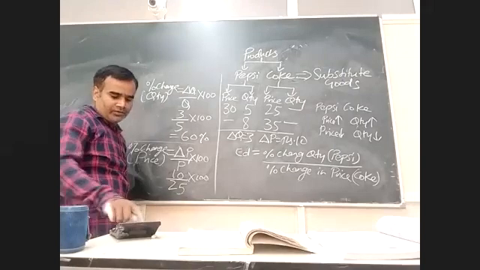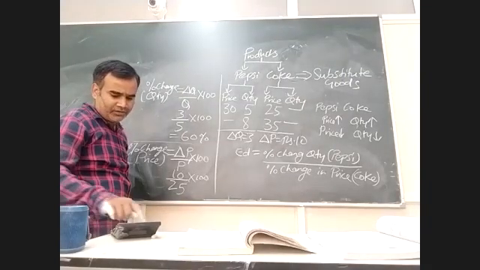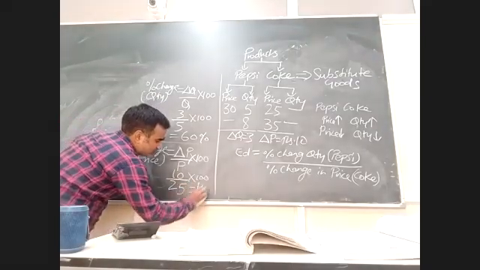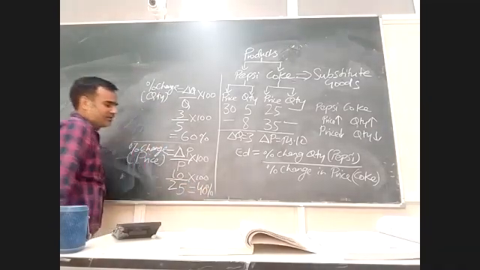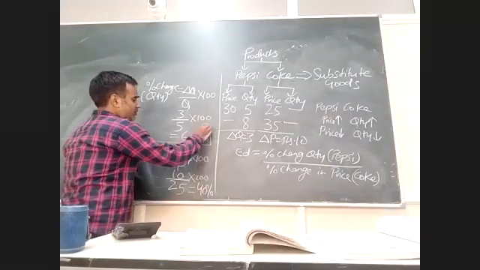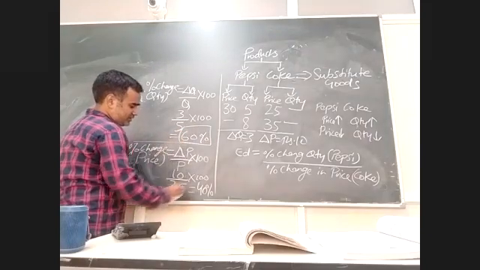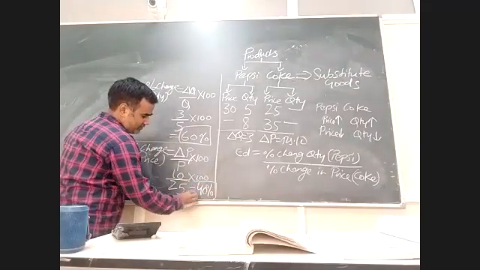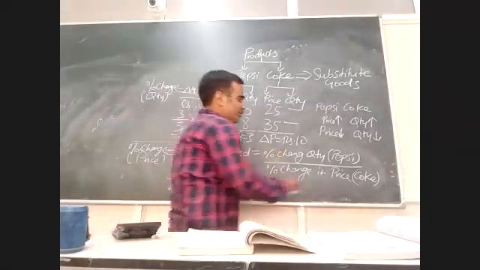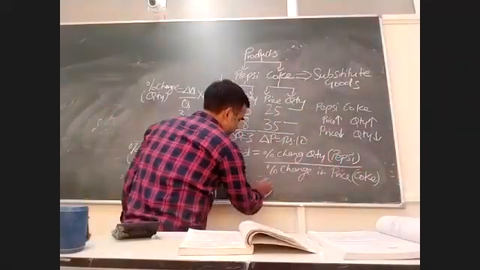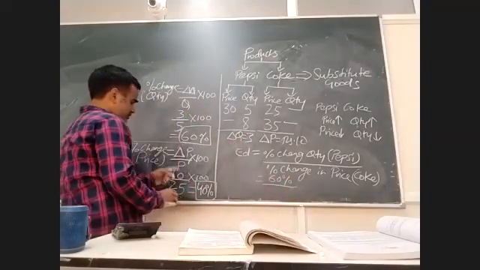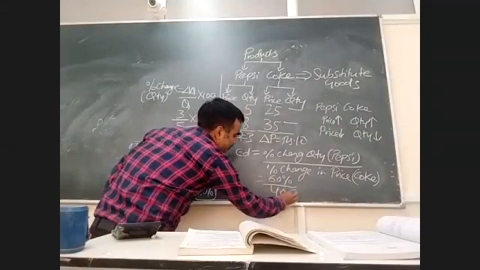So 10 divided by 25 into 100, we are getting 40%. Change in quantity is 60%. Change in price is 40%. So now change in quantity, that is 60%. Change in price, that is 40%.